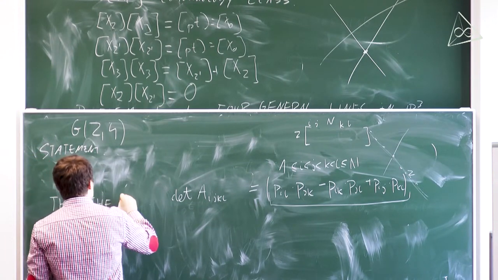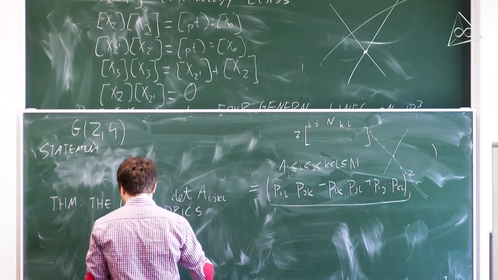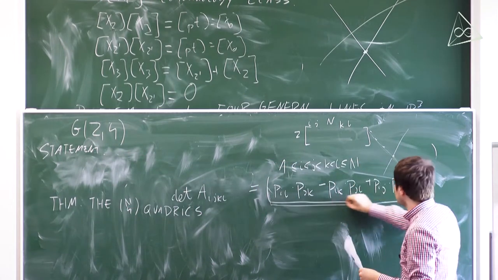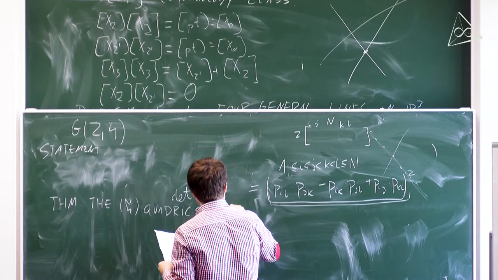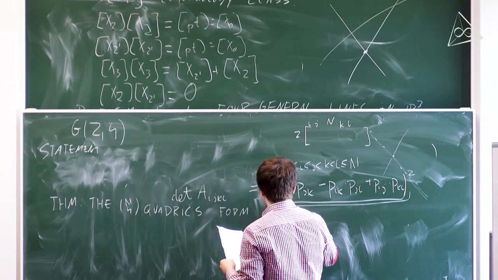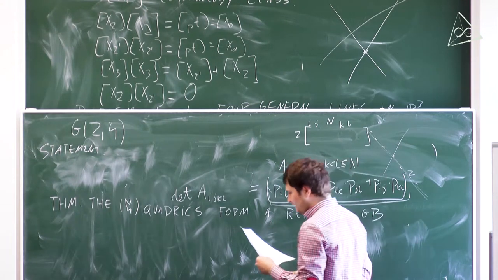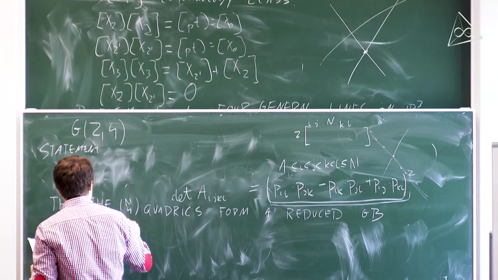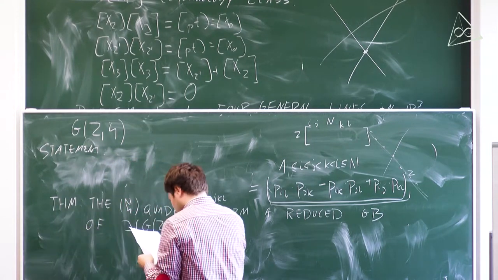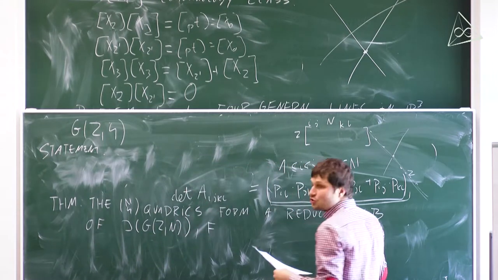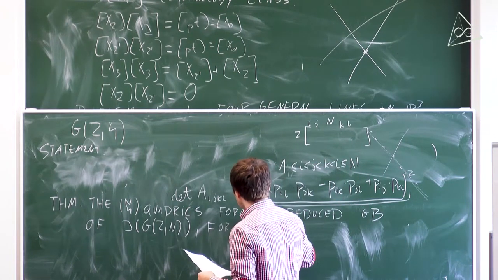The n choose 4 quadrics. For every choice of ijkl, I get a quadratic form. These form a reduced Gröbner basis, so it's even more than generators, of the ideal of the Grassmannian. To talk about the Gröbner basis, I have to take a monomial order. And this is for any monomial order.